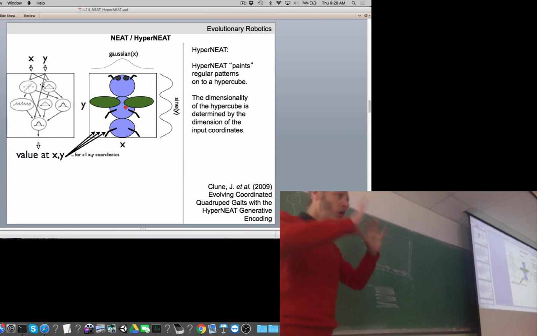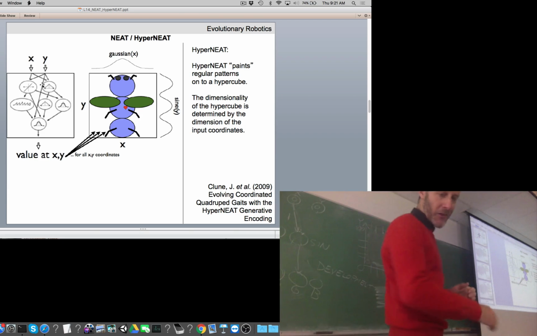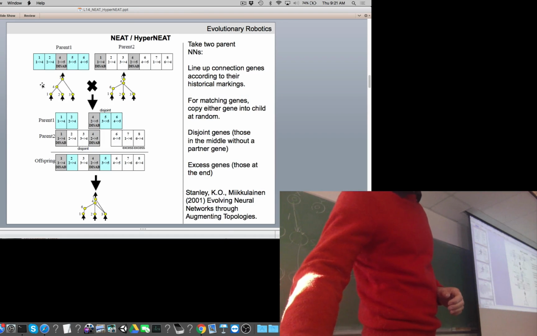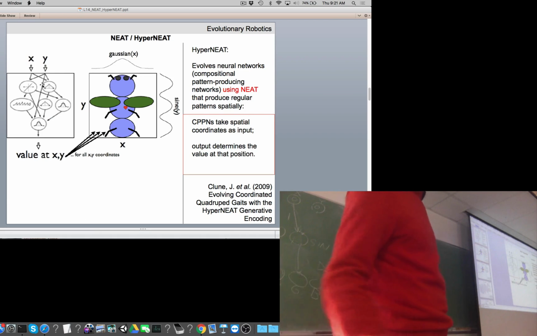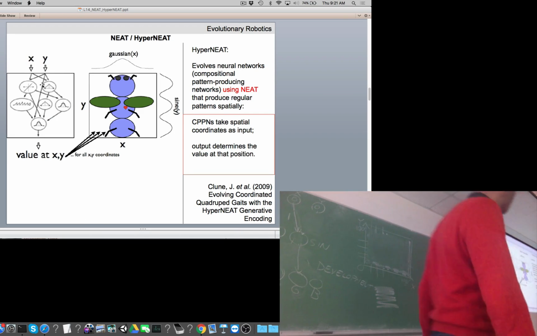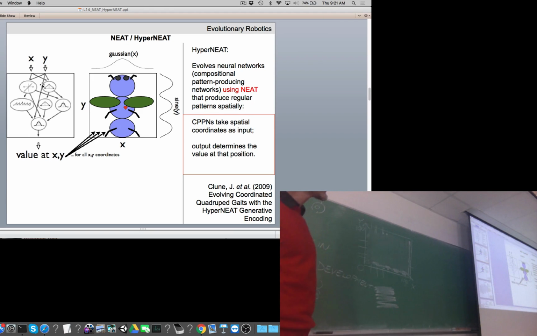Okay, so hopefully now the intuition is clear. We're evolving neural networks, and depending on the input, the number of input neurons and the number of output neurons, we can paint regular patterns in space and time. The author of HyperNEAT, the author of NEAT is Ken Stanley. He also authored HyperNEAT. This is a paper by one of his colleagues, Jeff Clune. Ken Stanley, a few years ago, went off and started a startup company using HyperNEAT.